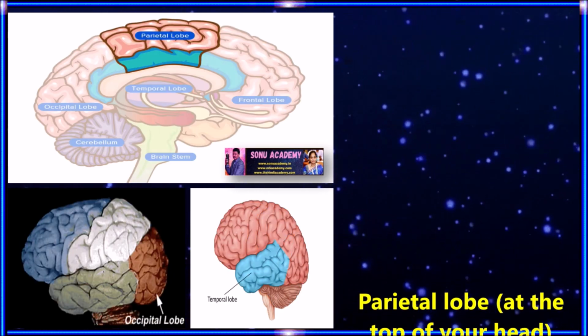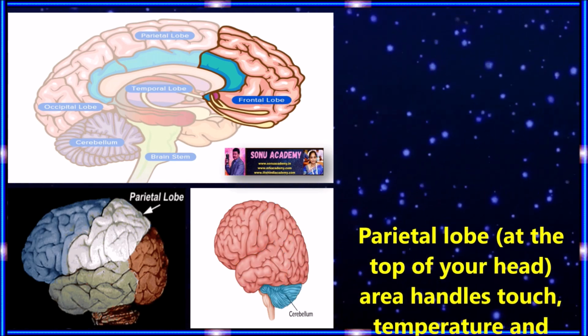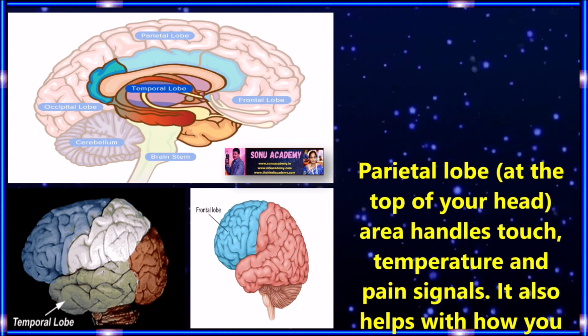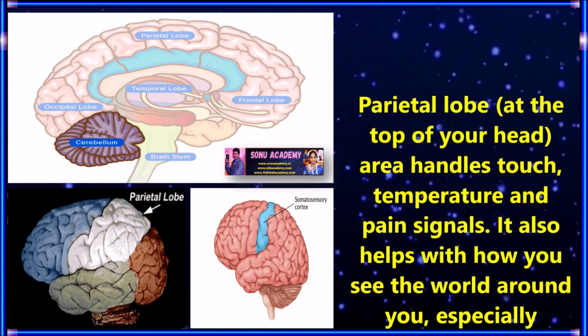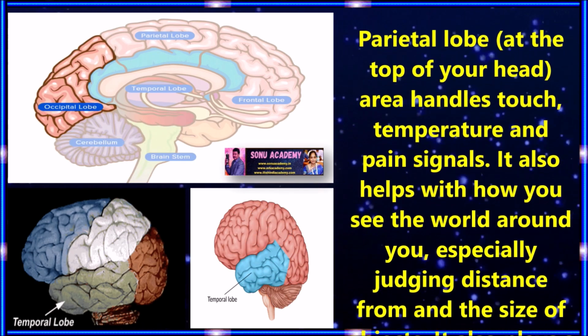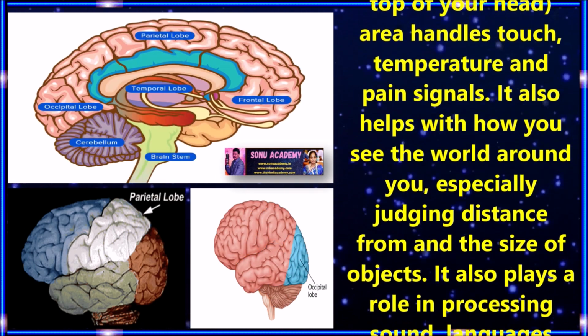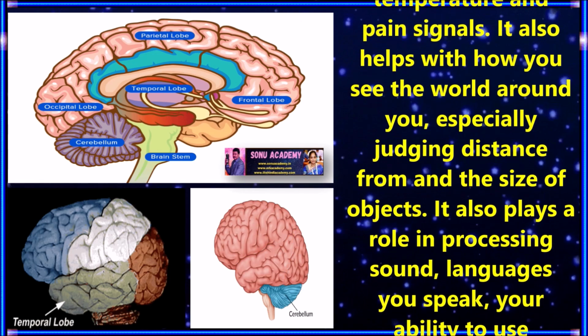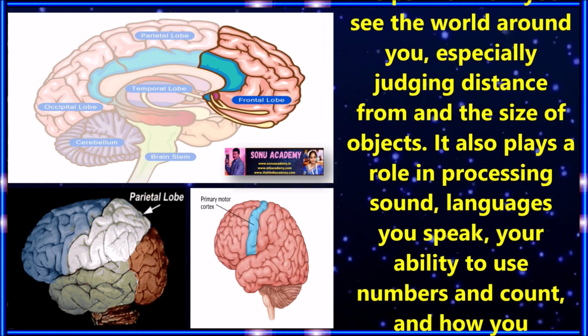Children, let us discuss the parietal lobe. The parietal lobe is situated at the top of your head. This area handles touch, temperature and pain signals. It also helps with how you see the world around you, especially judging distance from and the size of objects.